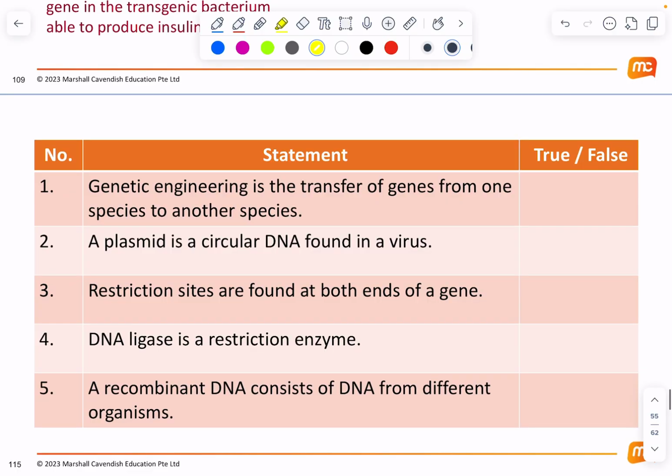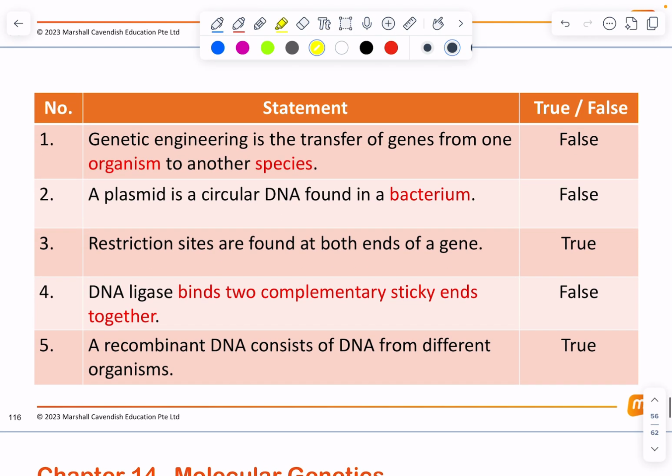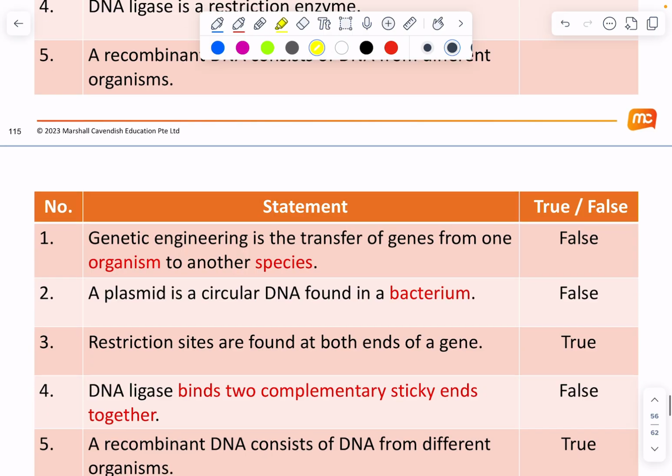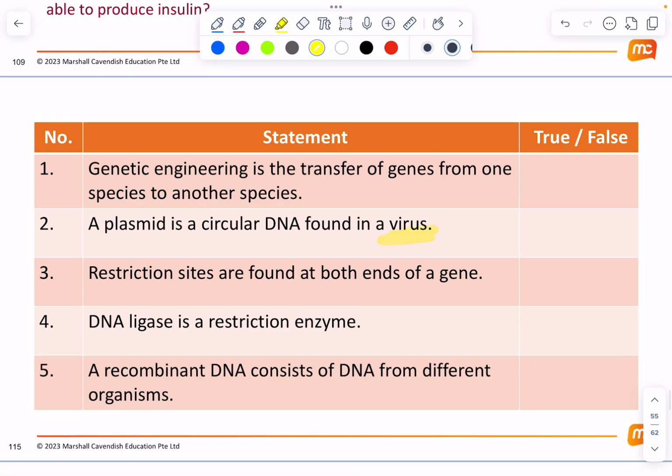Here are some statements you can try on your own to revise what you have reviewed. For genetic engineering, it is the transfer of genes from one organism to another species. It's not from species to species, but from an organism to another species. Second, plasmid DNA is a circular DNA found mainly in bacterium. We do not use virus.